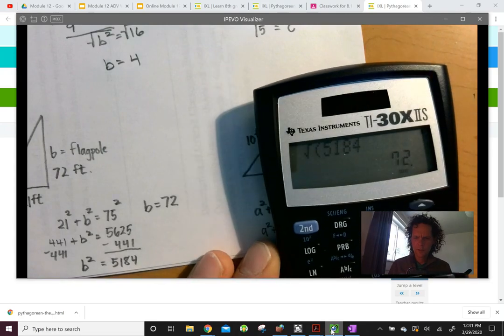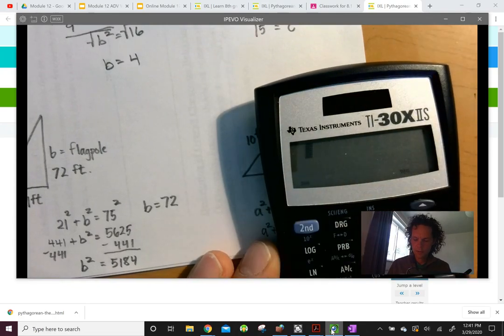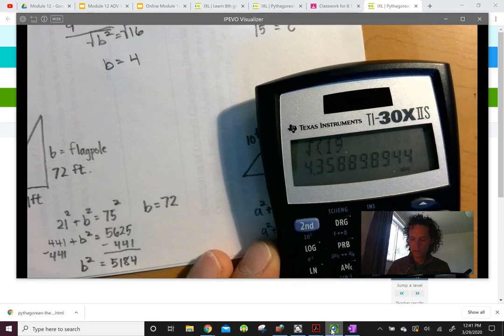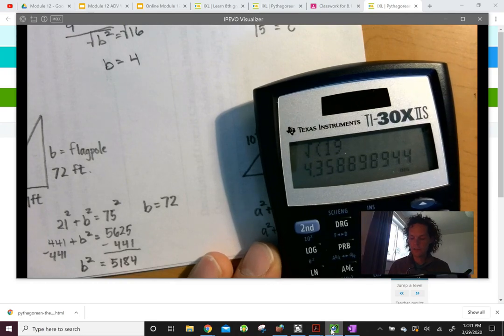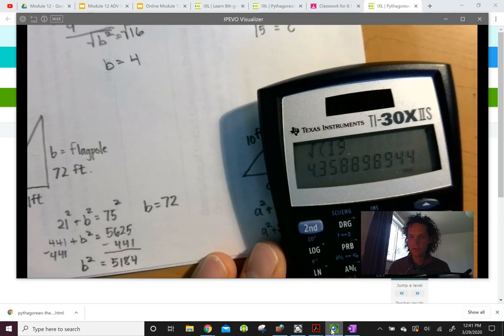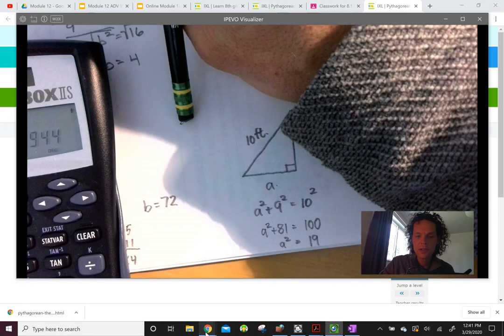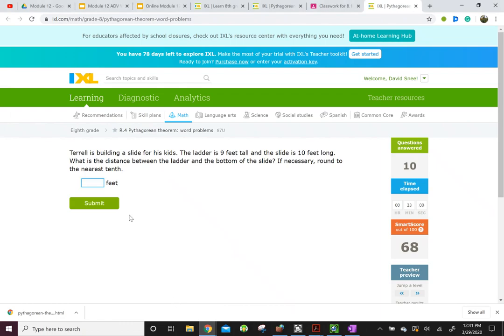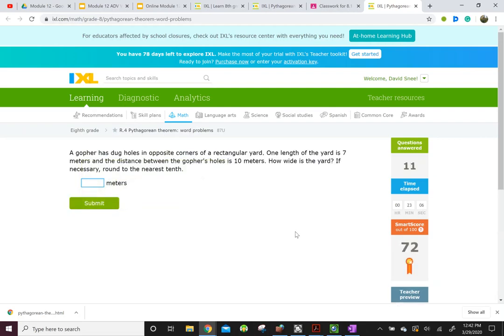So let's see here. Clear that. Square root of 19 is 4.358. It says round to the nearest tenth, and the hundredths place, the 5, tells me to go up with the 3. So I'm going to do 4.4. We're going to see if we get this here. 4.4 feet. Submit. Alright.